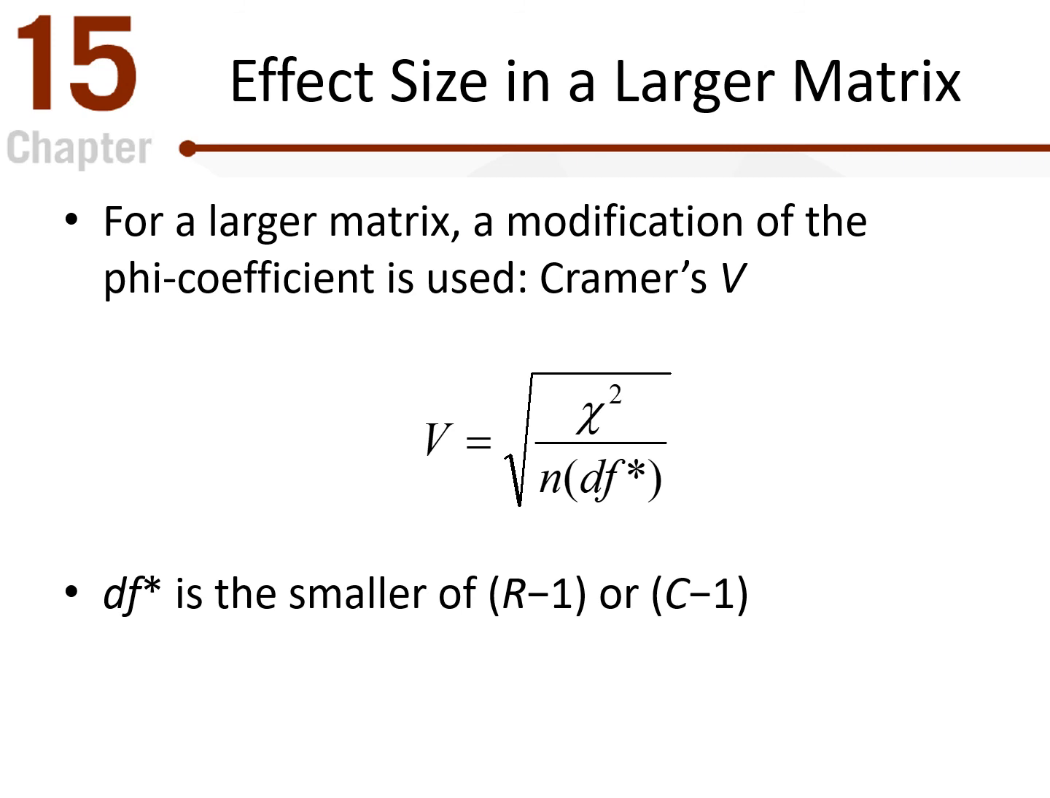Now the degrees of freedom asterisk is the smaller of the number of rows minus 1 or the number of columns minus 1, since we're looking at a bigger than 2 by 2 table. So 2 by 2 table, phi. More than 2 by 2 table, you have to use Cramer's V. Interpretation is basically the same. It's a measure of the association. But you just have to alter the degrees of freedom in the bottom by the smaller of the number of rows minus 1 compared to the number of columns minus 1.